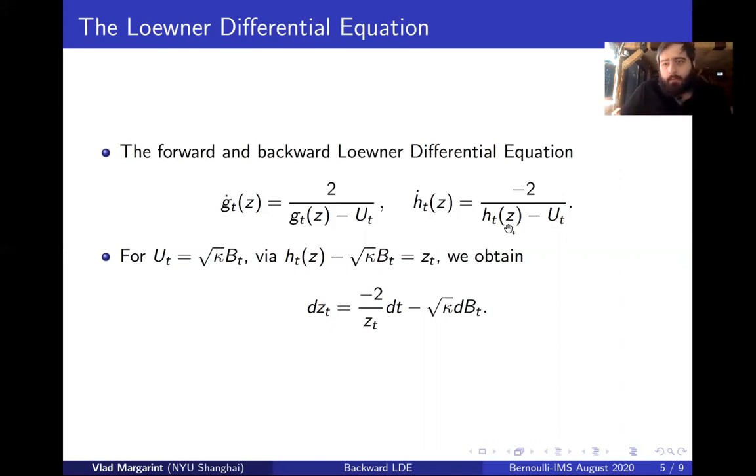Okay, so when I'm reshifting this, essentially I'm just doing this identification, h_t(z) minus square root of kappa B_t, that I choose for this U_t. I'm just rewriting this equation here on the right as this dynamic. So as you can see, this looks like a complex Bessel process in some sense. So what I'm going to do is a standard thing: I'm going to extend these conformal maps to the real line and see what's happening.